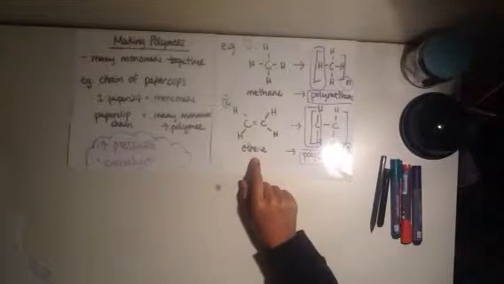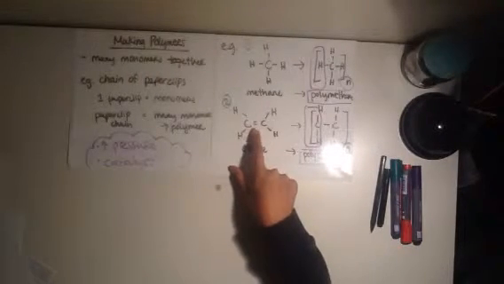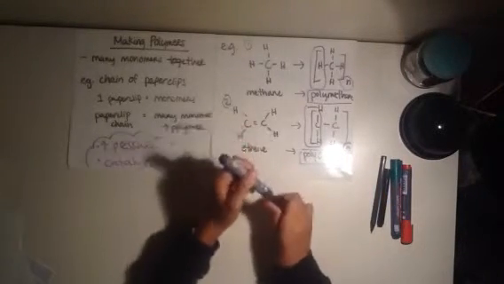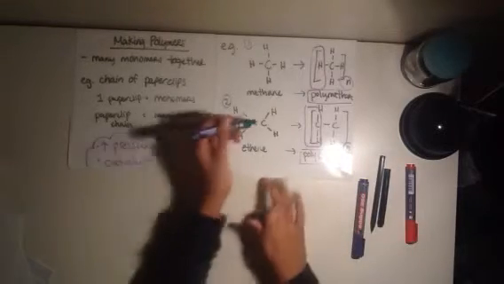Now, ethene to polyethene is slightly different, which is why I've done this example. Ethene is an alkene, so it's got one double bond and two carbons. To turn it into a polymer, again you have the bracket, and again you also have the subscripted N, but if you'll notice, the double bond changes into a single bond.